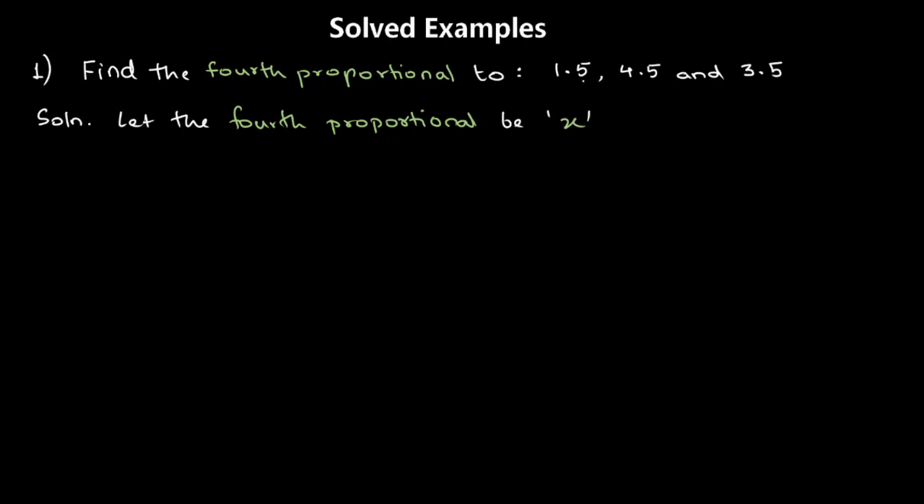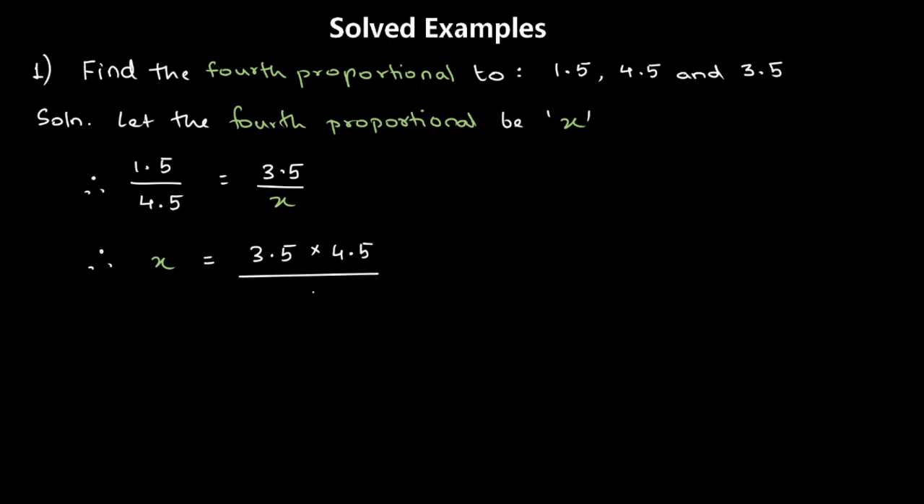Now understand 1.5, 4.5, 3.5 and x are in proportion, which basically means 1.5 upon 4.5 is equal to 3.5 upon x, right? Because these four numbers are in proportion. Now to find the value of x, all we need to do is just cross multiply and rearrange this equation. So I can say x is equal to 3.5 into 4.5 and the entire thing divided by 1.5, right?